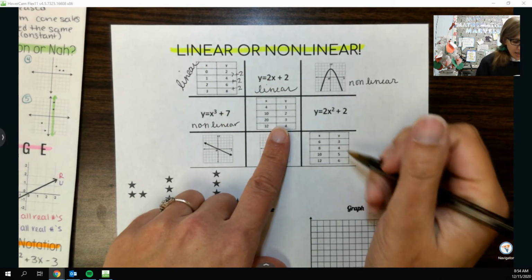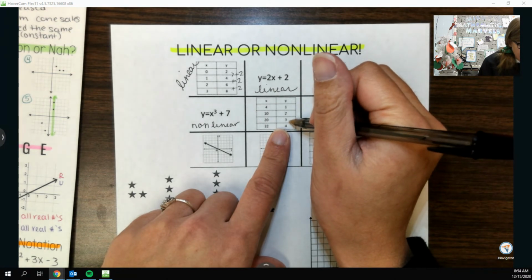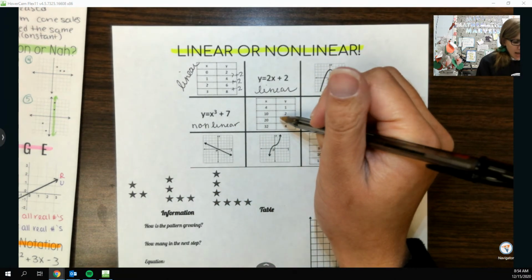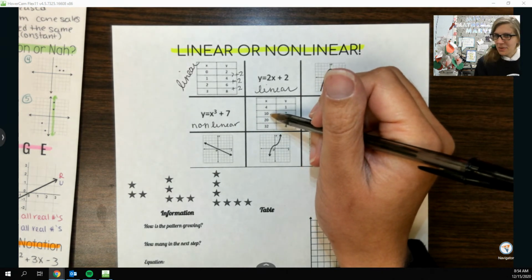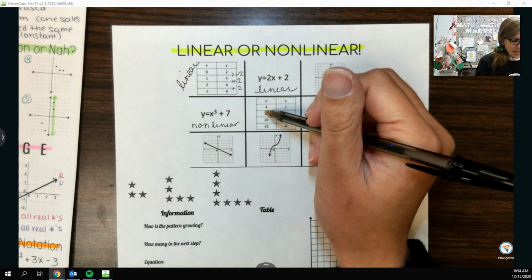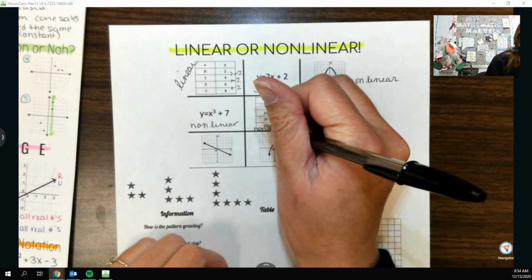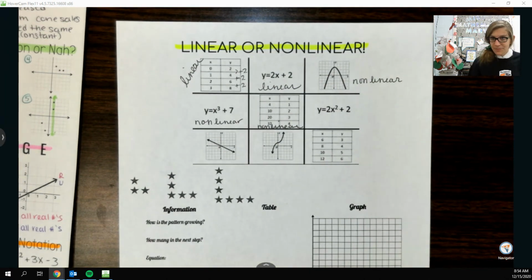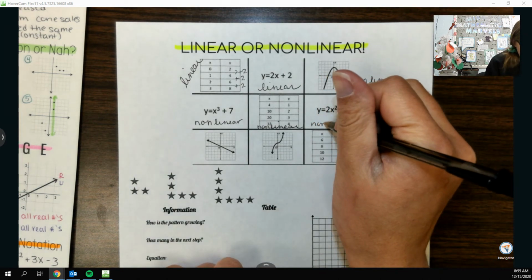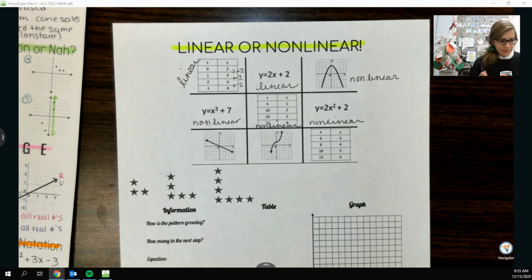Looking at the table here, I can see that this goes up 1, up 1, up 1. But the x values aren't moving the same, so that's weird. Like the x values go up 6, up 10, up 12, so nonlinear, because this is not moving at the same speed every time. This equation here, nonlinear, because of that exponent to the second power.